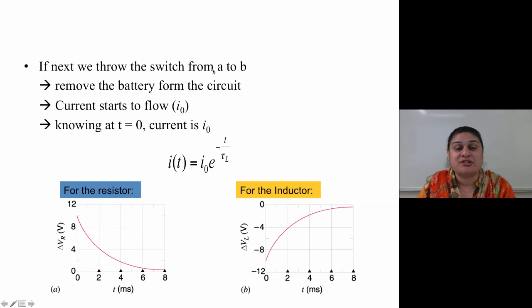If next we throw the switch from A to B, removing the battery from the circuit, the current starts to flow. Knowing that at t equals 0, the current is I equals I naught e to the minus t over tau. What this will show is that for the resistor, the voltage will slowly leak away, and for the inductor, it will be this way.